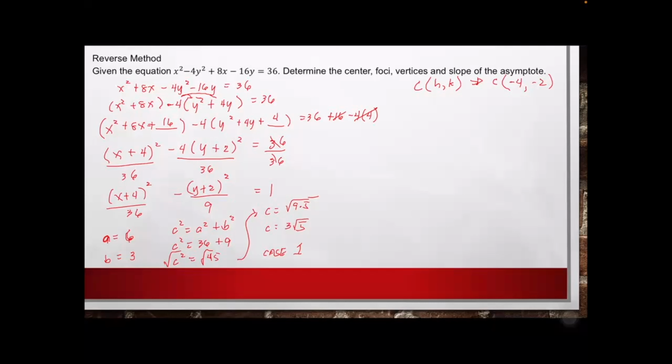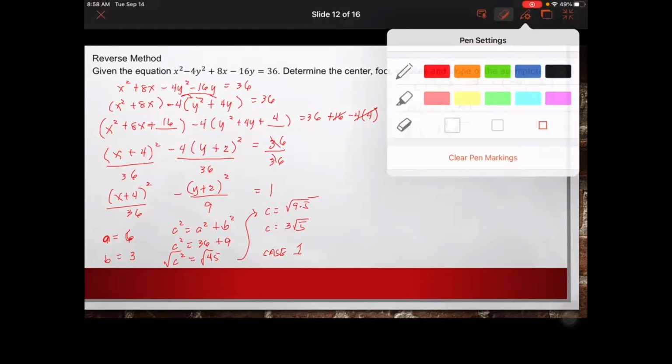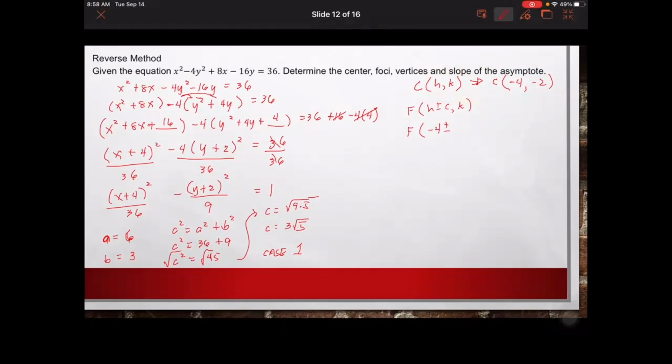For the case 1, ang formula ng ating F is H, positive and negative C, then K. So, ang ating H is negative 4, positive and negative 3 square root of 5. And our K is negative 2.